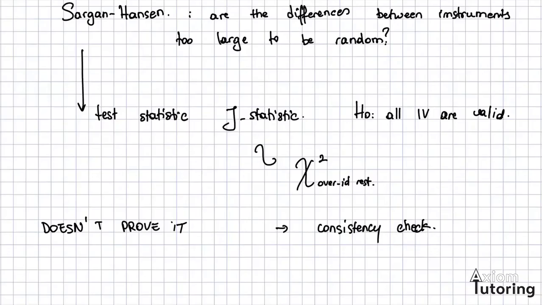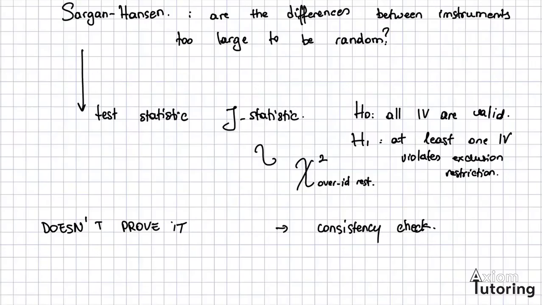Now, the null hypothesis is that all instruments satisfy the exclusion restriction, or that they are all valid. The alternative is usually that at least one IV violates the exclusion restriction. And keep in mind from the previous video as well that we use exclusion and validity interchangeably. As always, with hypothesis testing, you're trying to reject the null.